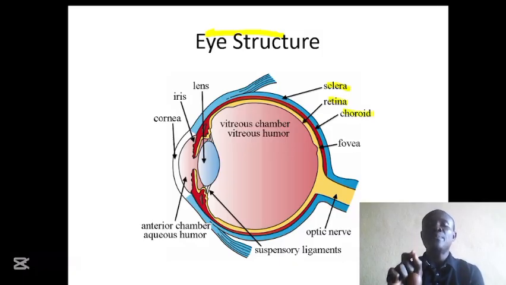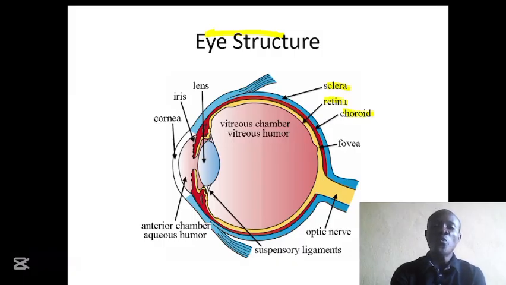The white part that we see is covered by a layer we call the sclera. Just below the sclera, we have the choroid. The choroid has blood vessels in it, and it provides nutrients for the retina. The retina is the part of the eye where the object is focused. We'll talk about the retina later.